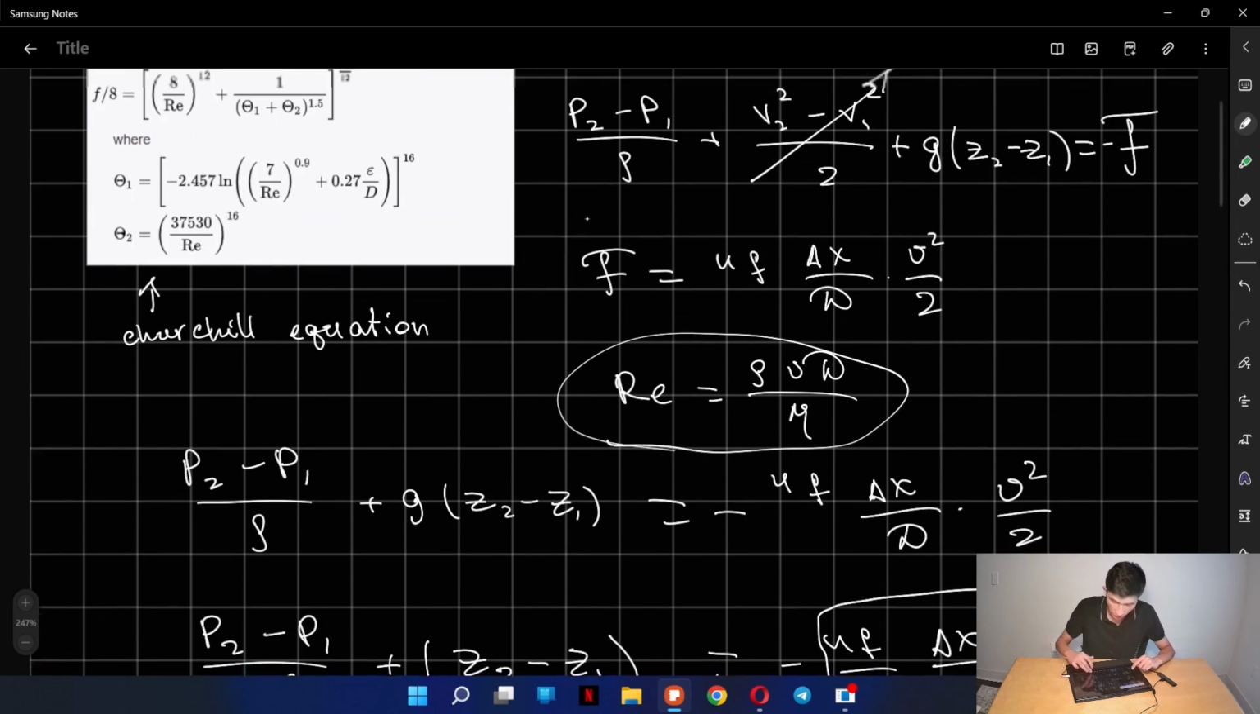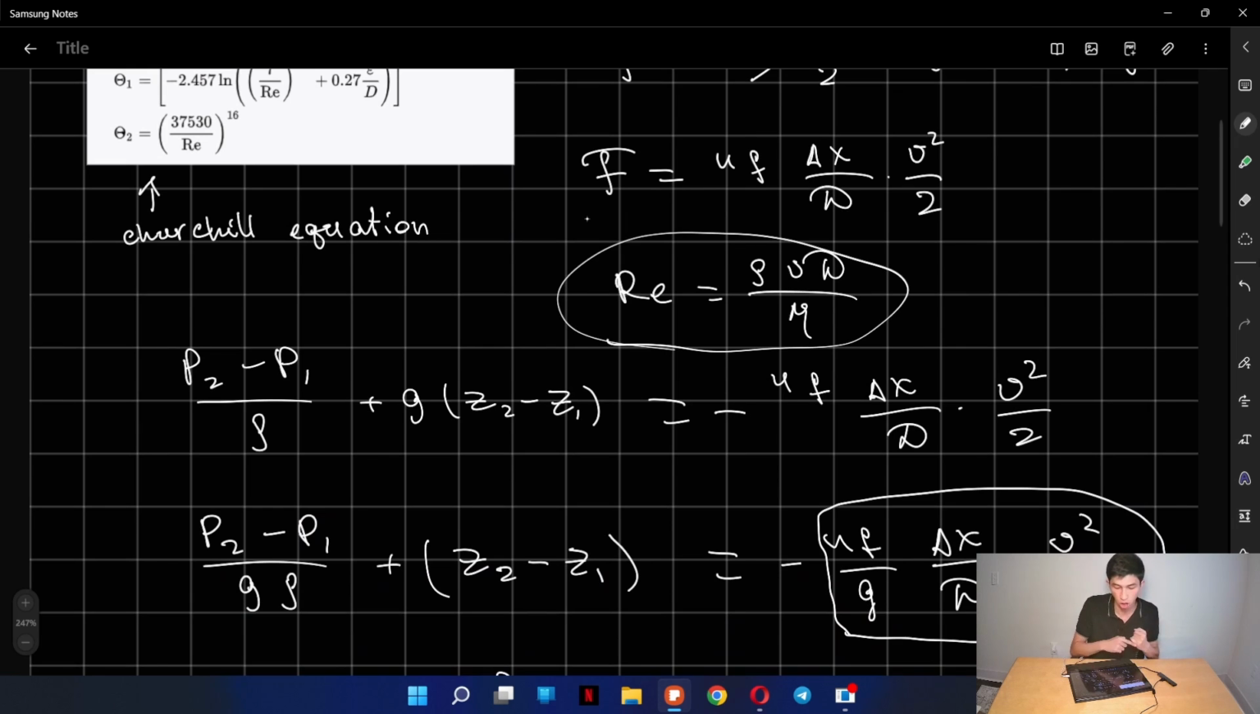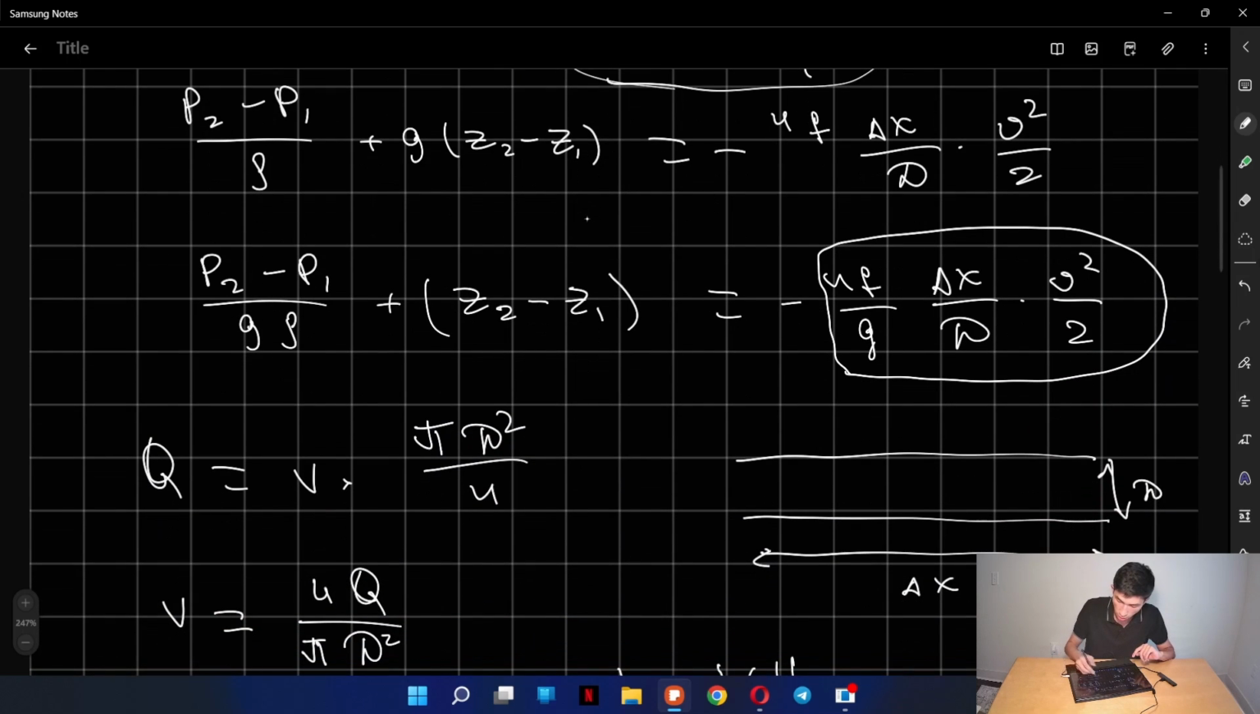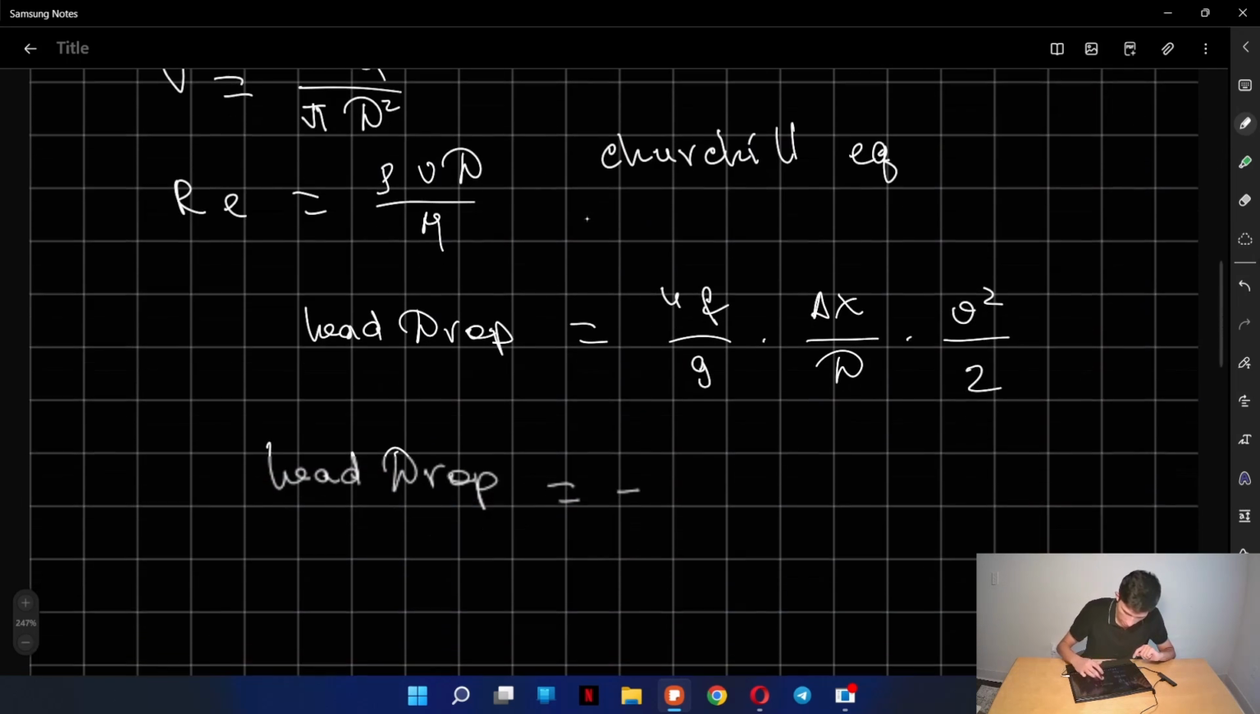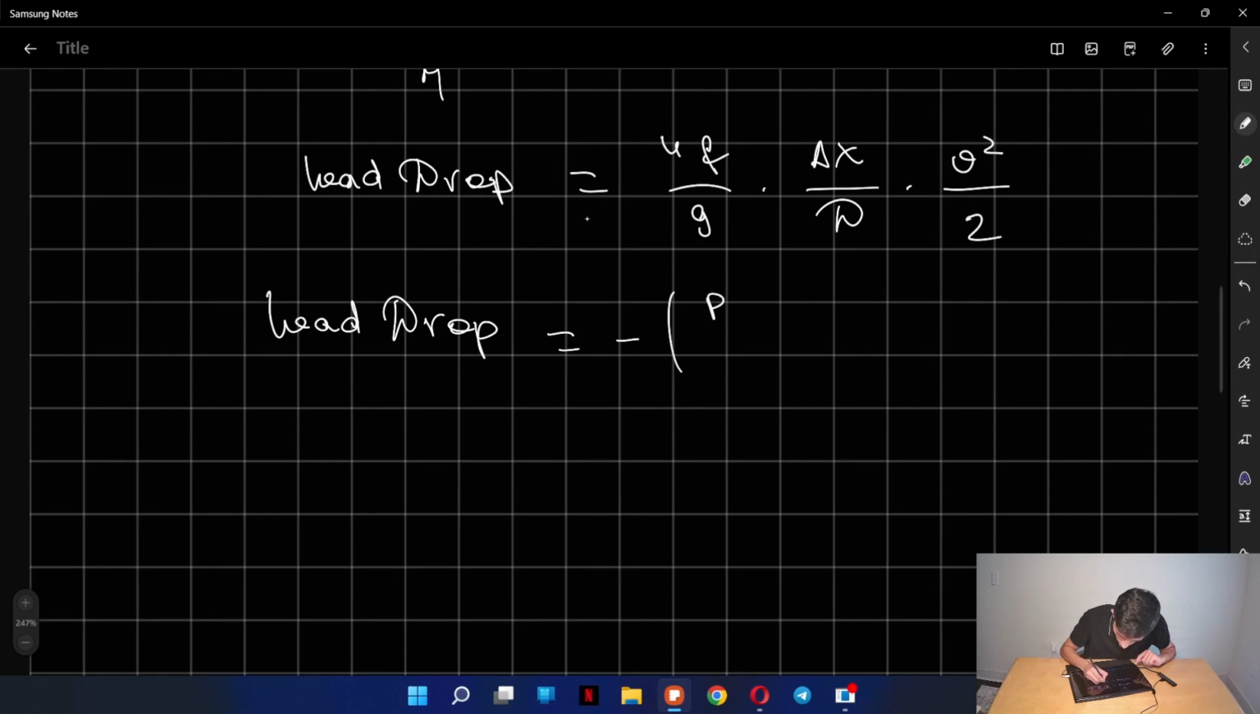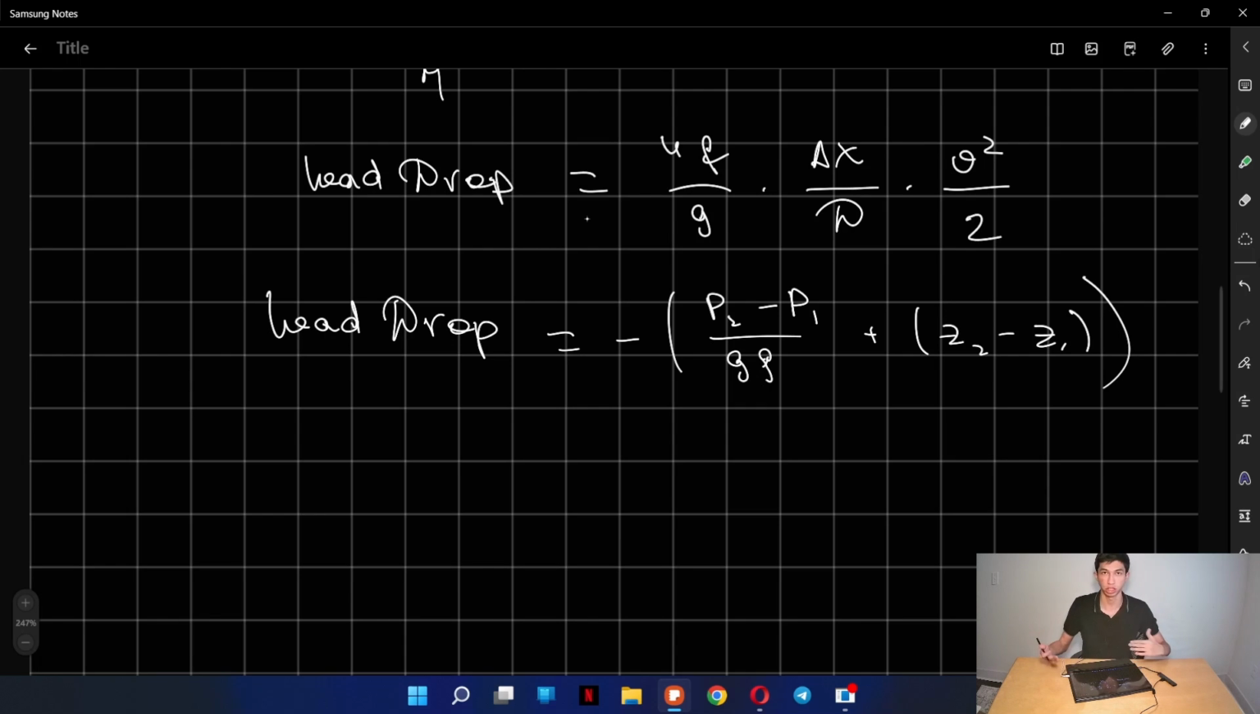So as I said, the head drop is already a decrease in pressure and the height, right? So because of this equation, our head drop is going to be the negative of pressure final minus pressure initial, over g times density, plus change in height. That's going to be our head drop.